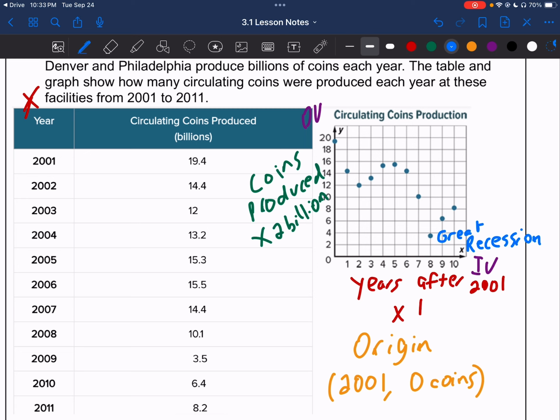And it's exemplified right here in our data, where we went from producing 15 billion coins in 2006 to only producing 3.5 billion coins in 2009, because people were spending significantly less money, so there needed to be less coins in circulation. So we can see the economic impact of a recession even in the amount of coins that are being circulated. So coin collectors have trouble finding coins from 2009 and 2010 because they were significantly less produced than in other years around there.